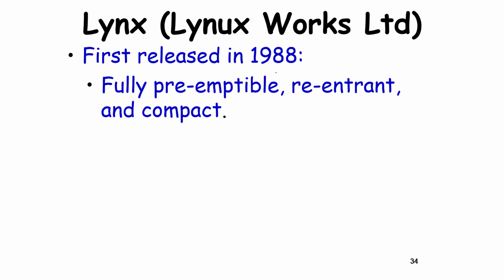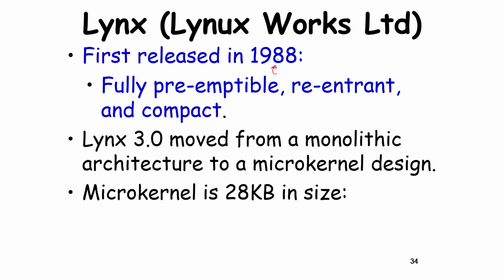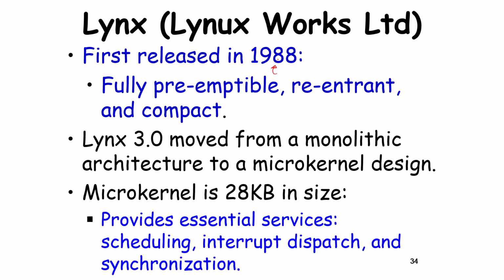It was first released in 1988, a long development history, with a fully preemptible kernel, which is very compact and reentrant. So unlike other operating systems, this does use a microkernel design. The microkernel is small. It's not very large. It's 28 kilobytes. And the aim of the microkernel is to provide essential services such as scheduling, very important, at least a bare bones version of scheduling, interrupt dispatch, and synchronization.